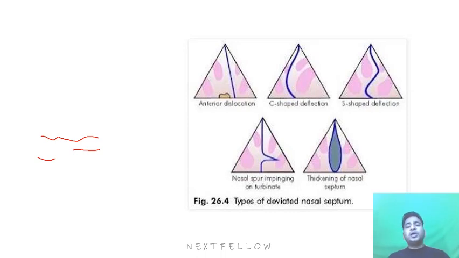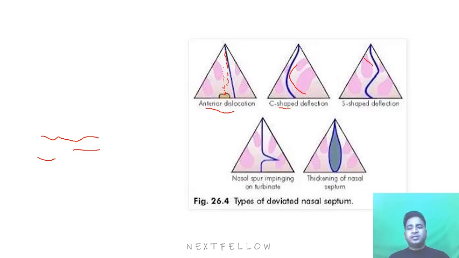This picture is showing various types of nasal septum deviation. The first one is anterior dislocation, where the anterior-most part of the septum is deviated towards one side. It is not resting over the maxillary crest. Ideally it should be resting over the maxillary crest, but in this patient, as you can see, it is dislocated towards one side. Next is C-shaped deflection, where we can see a C-shaped deviation of the nasal septum.